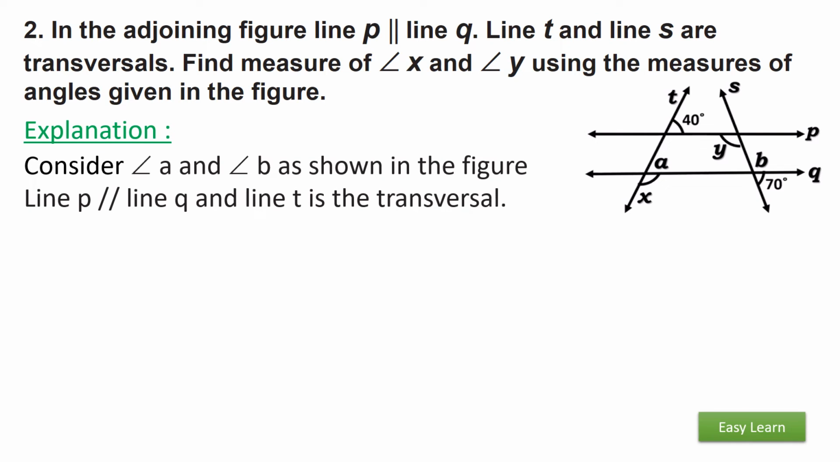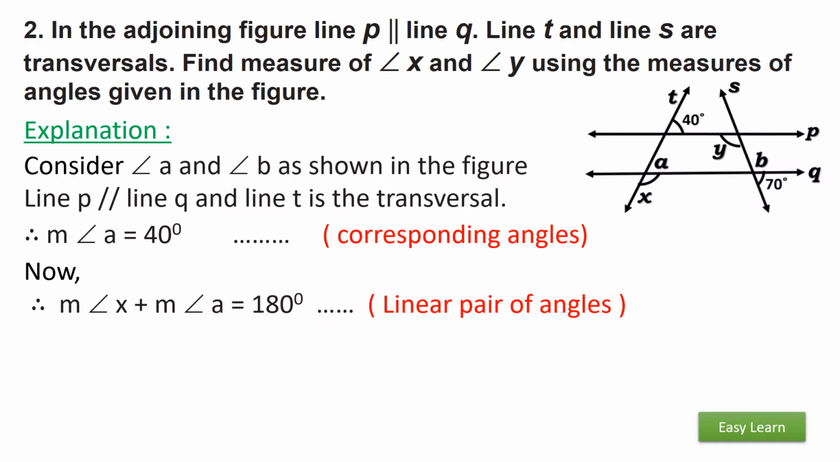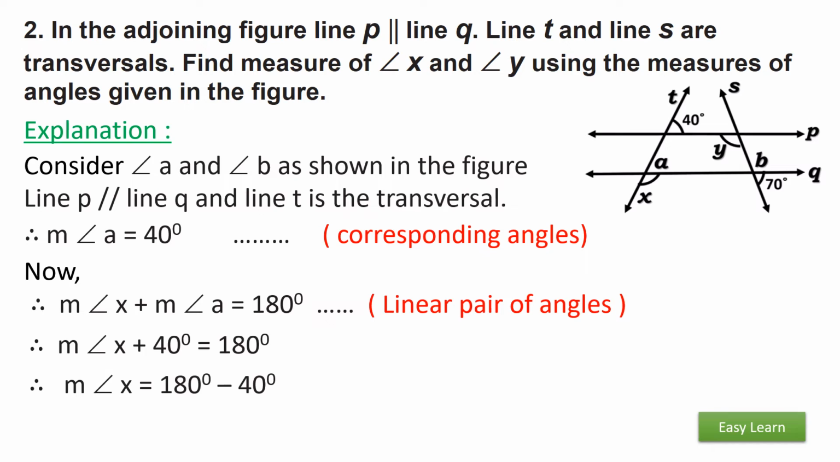Explanation. In the adjoining figure, consider angle A and angle B as shown in the figure. Line P is parallel to line Q and line T is a transversal. Therefore, measure angle A is equal to 40 degree, corresponding angles. Now, measure angle X plus measure angle A is equal to 180 degree, a linear pair of angles. Therefore, measure angle X plus 40 degree is equal to 180 degree. Therefore, measure angle X is equal to 180 degree minus 40 degree.